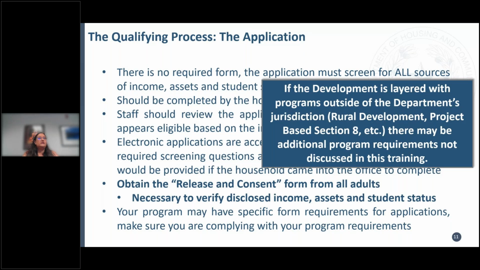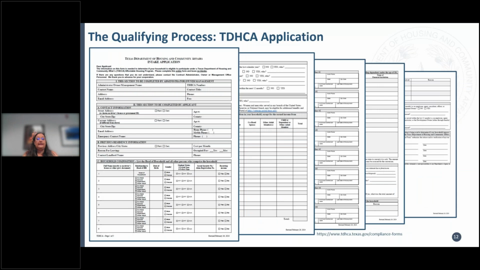So this is kind of what our application looks like. Like I said at the very beginning, it is available in the handout section of the GoTo platform, which is a sheet of paper up there with a paper clip next to it. That's going to be the things I've attached. There's a release and consent there, an application, and then something else, but I can't remember what else I attached up there.